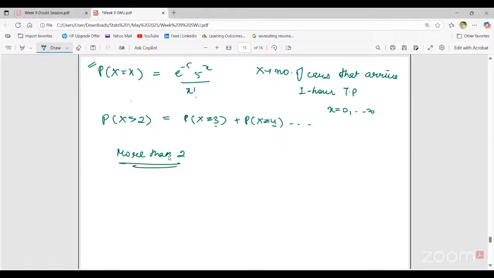Oh, okay. I'll just finish it up. Okay, so this is the probability of X equals 3. Now I can write this as 1 minus the probability that X is less than or equal to 2. Can I write it?